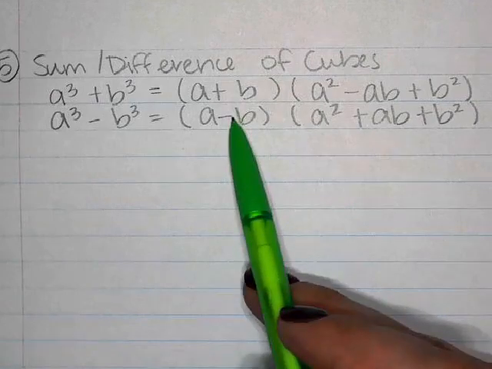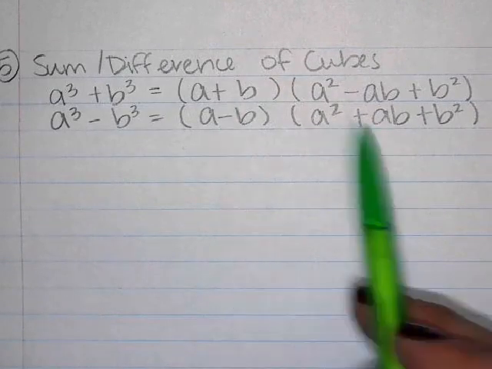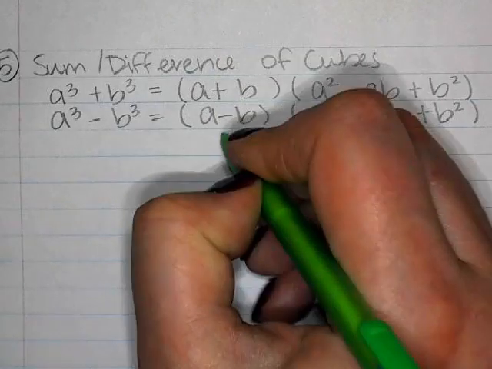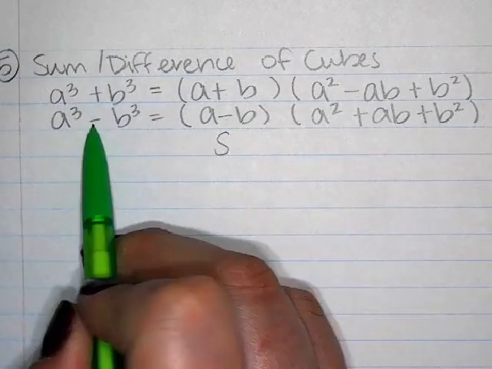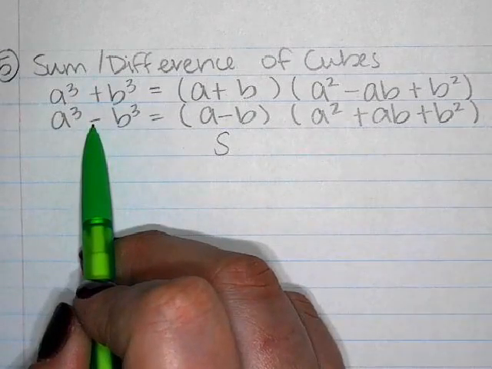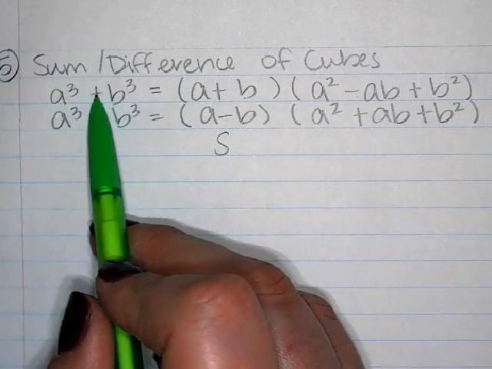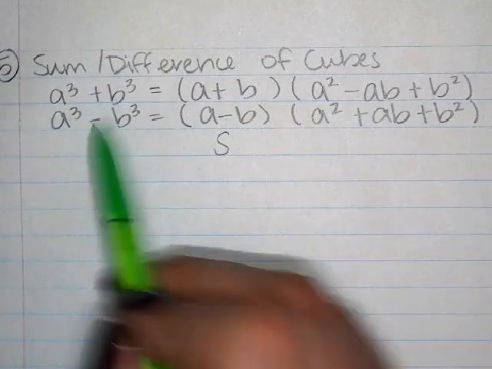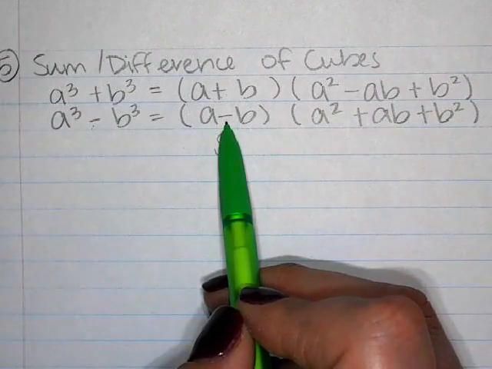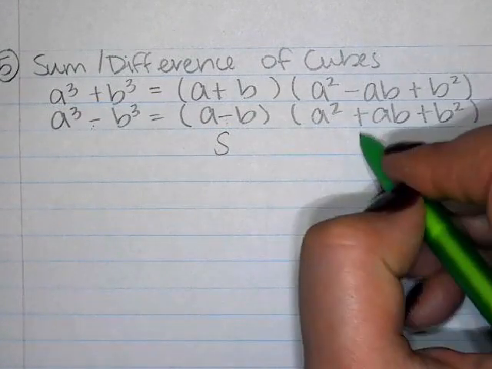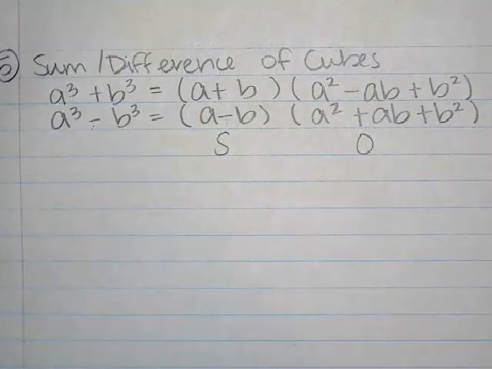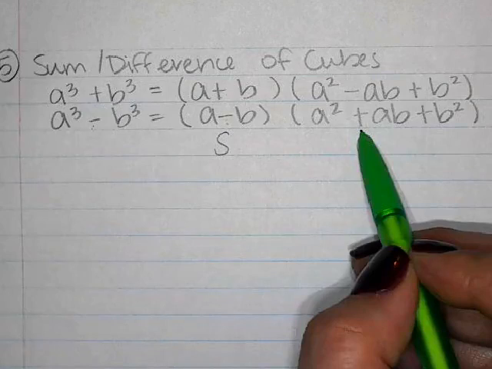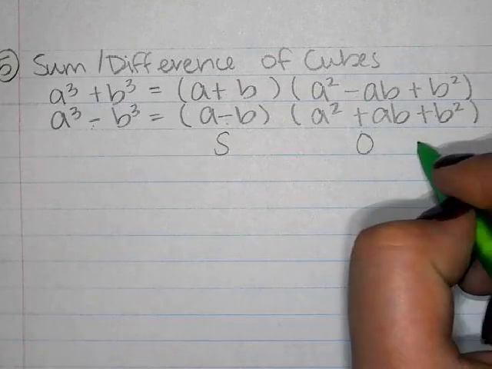So the first sign is the same as the original problem. If the original problem is a sum, then this sign is going to be a plus. If the original problem is a difference, then the first sign is going to be a minus. The second sign is going to be the opposite. So same sign, then the opposite sign. And then the last sign is always going to be positive. So the acronym that we remember is SOAP: same sign, opposite sign, always positive. SOAP.